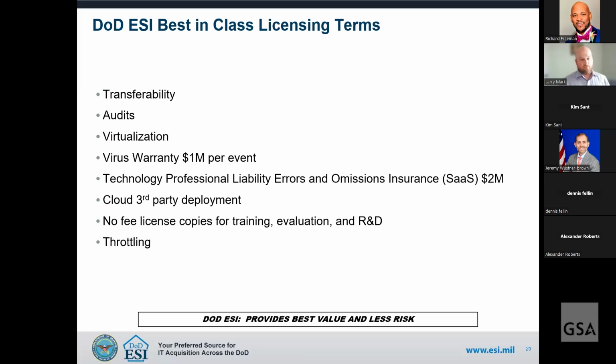And then for SaaS products, we do have some terms in there to where they can't throttle the speeds down based on usage or anything like that. So they have to maintain the same speed overall.